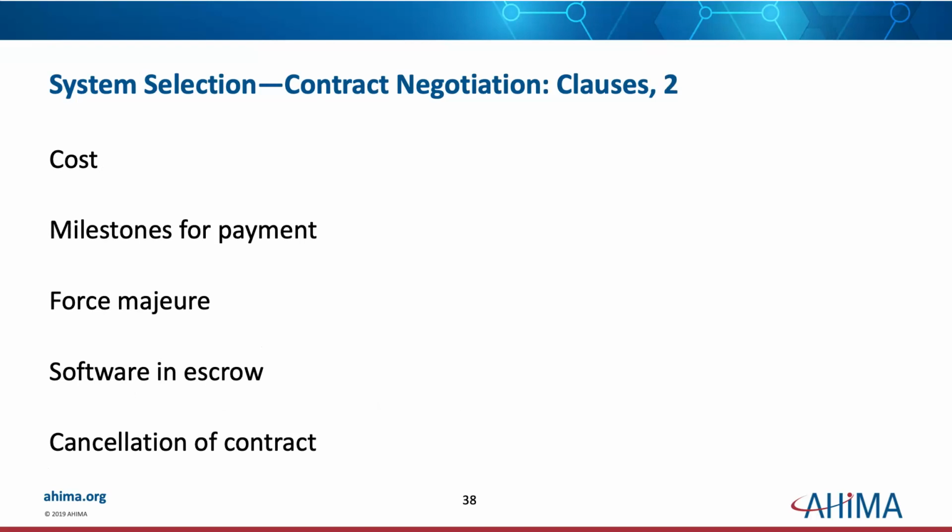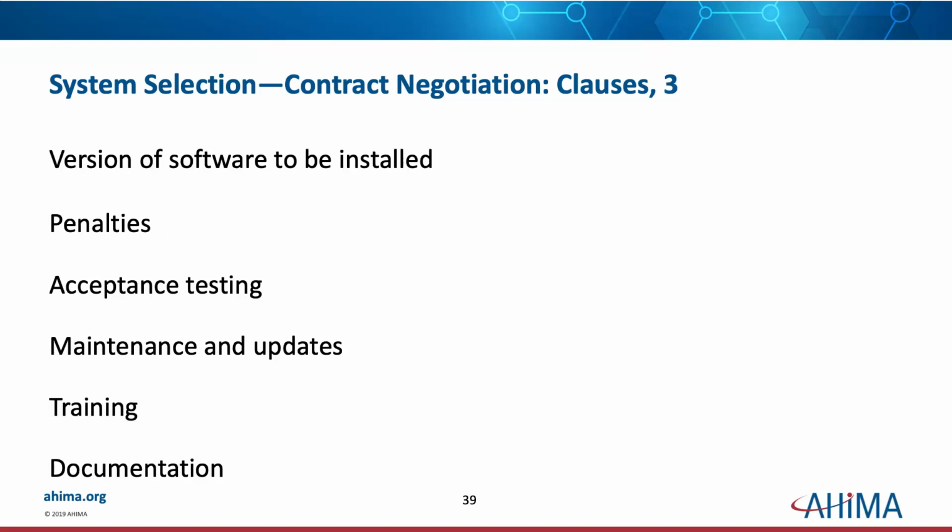Cost definitely needs to be in that contract. Milestones for payment. If you're not sure what force majeure is, look it up. Software and escrow, cancellation of the contract. What happens if you have to cancel the contract? What happens if you run into another COVID situation, your organization can't fulfill their end of the contract, you're going to have to cancel it.